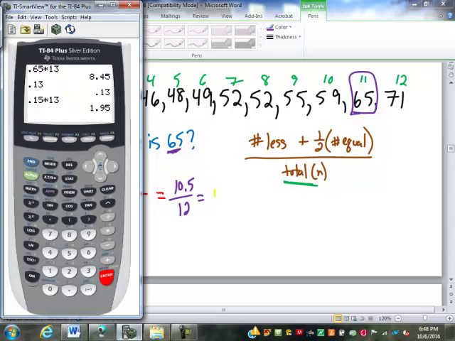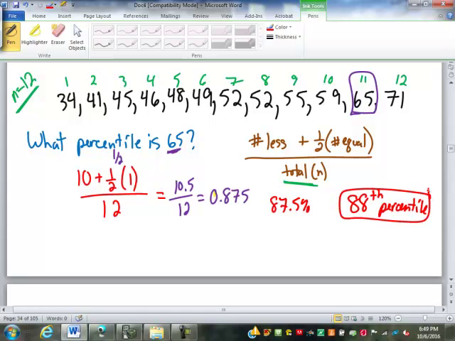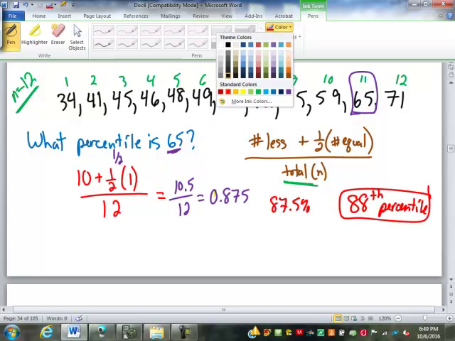Divided by 12 is 0.875. I have to convert that to a percent. That'd be 87.5%. And this we do round just normally. So this is 0.5, it would round up. That is the 88th percentile. Percentiles are always rounded to a whole percent.